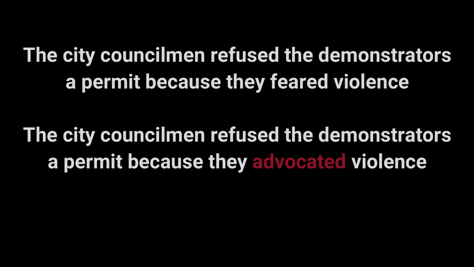The city councilman refused the demonstrators a permit because they advocated violence. Who are they? Well, of course, it's the demonstrators. But these two sentences will always make an AI fail, because you need more than simple pattern recognition to understand these sentences. You actually need to understand what the sentence is about.